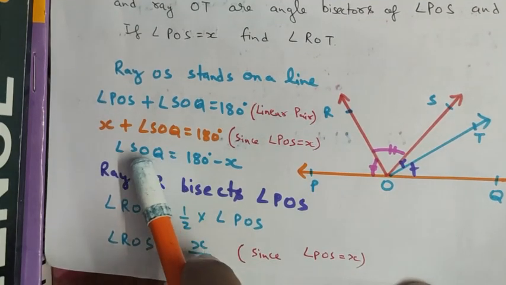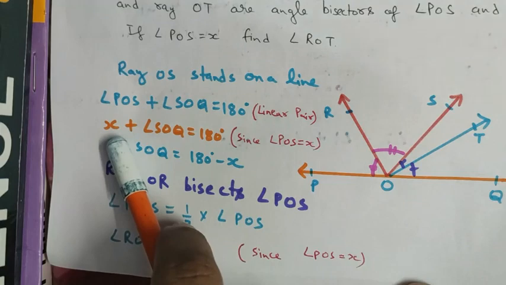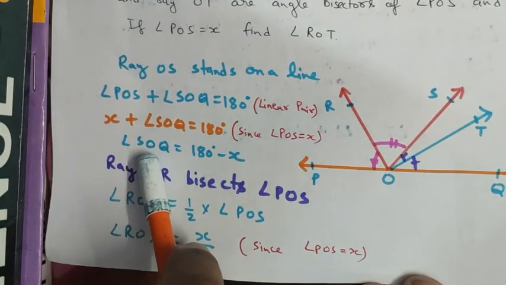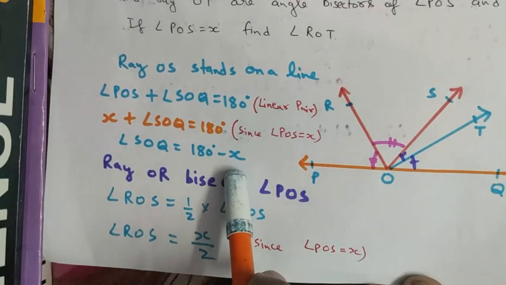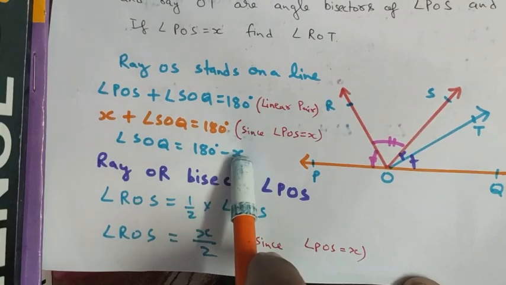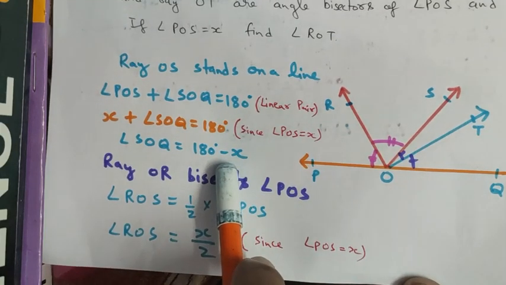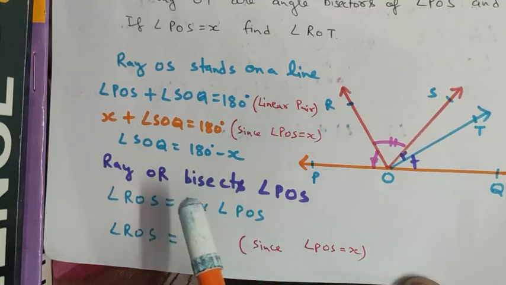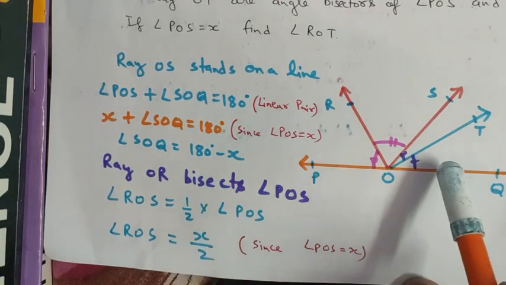Now this x we can transpose from left hand side to the right hand side. We get angle SOQ equals 180 minus x, because this is plus x, so on transposing it will become 180 minus x. Got it?